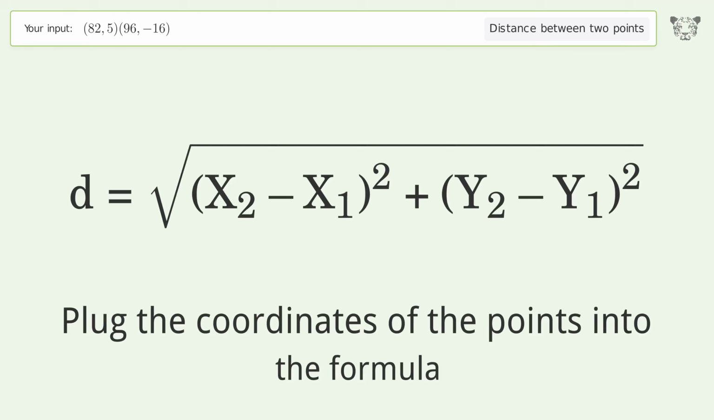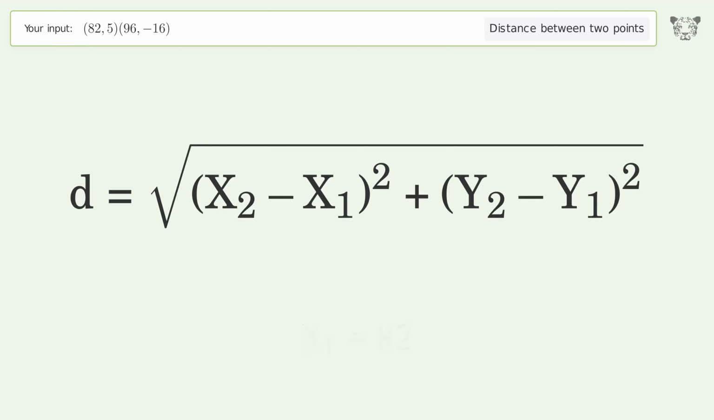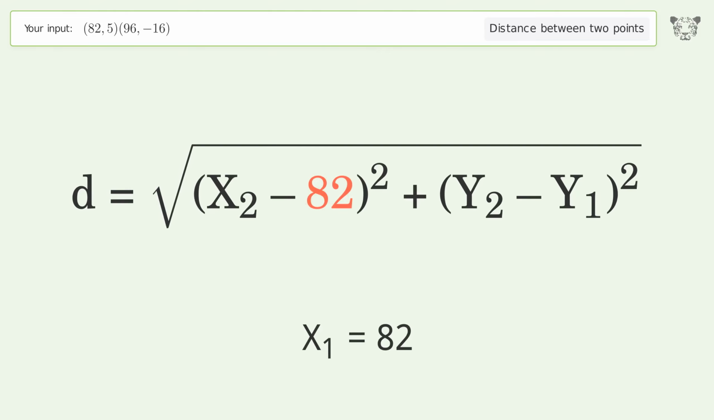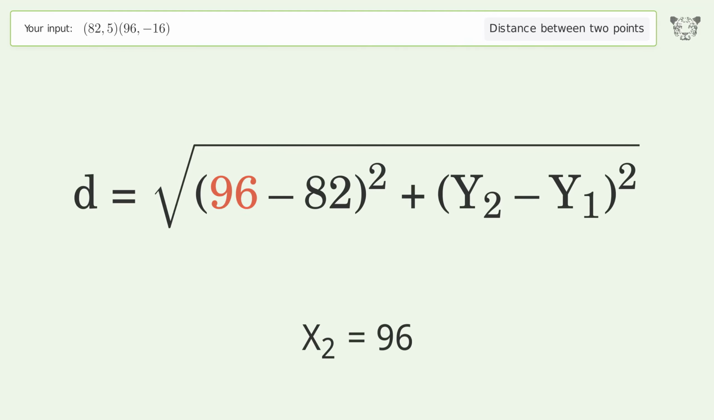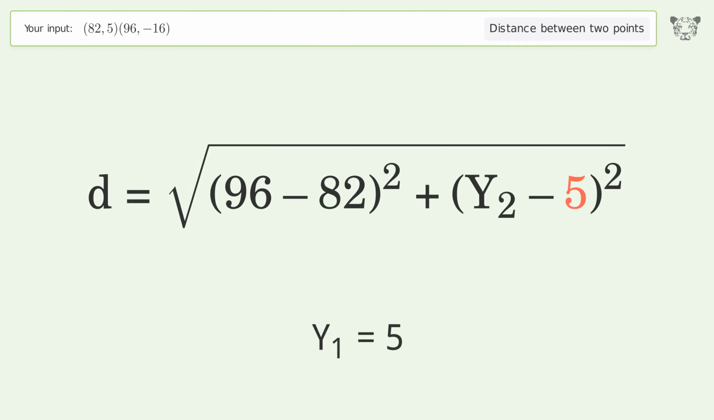Plug the coordinates of the points into the formula. x1 equals 82. x2 equals 96. y1 equals 5. y2 equals -16.